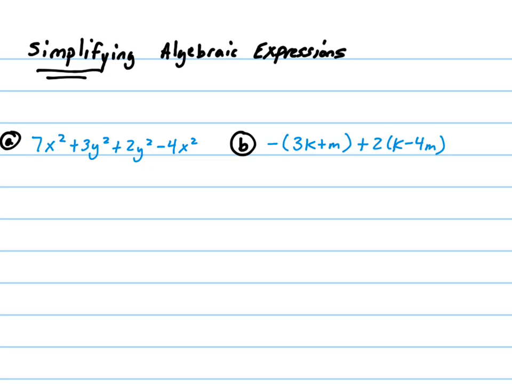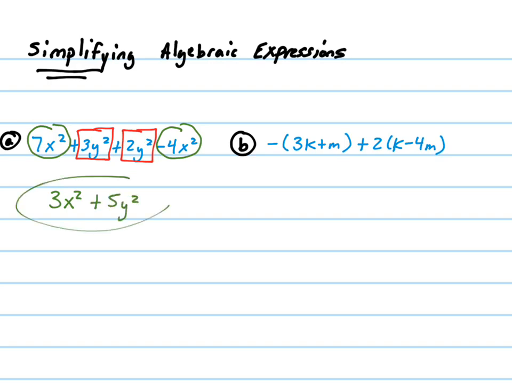So in this case, we've got 7x squared plus 3y squared plus 2y squared minus 4x squared. So if we're looking for like terms, we're looking for the same variable or variable quantities. So that would be our 7x squared and our negative 4x squared. 7 and negative 4 gives us 3, so 3x squared. And then we go to our y's, 3y squared, 2y squared. Positive 3, positive 2, that's going to give us 5. So 5y squared.